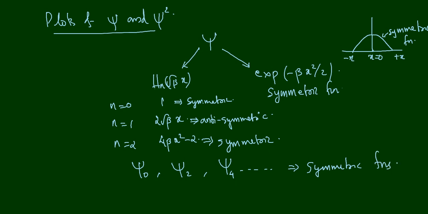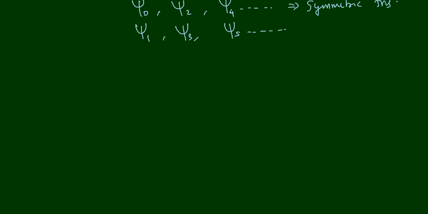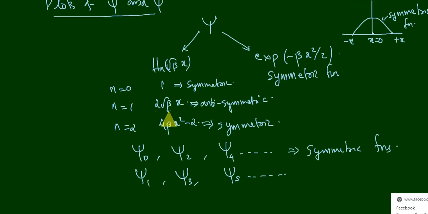Okay. And what about the odd ones, that is psi 1, psi 3, psi 5, etc.? And these you can see that for n equal to 1, that is antisymmetric. So psi 1 will be antisymmetric, psi 3 will be antisymmetric, psi 5 will be antisymmetric. Okay. So all these will be antisymmetric functions.